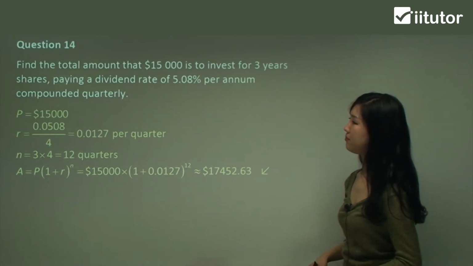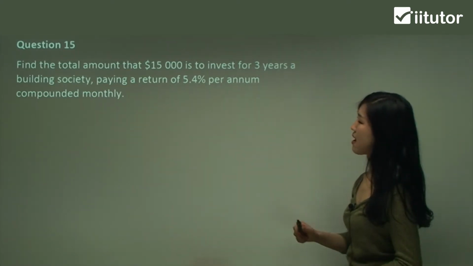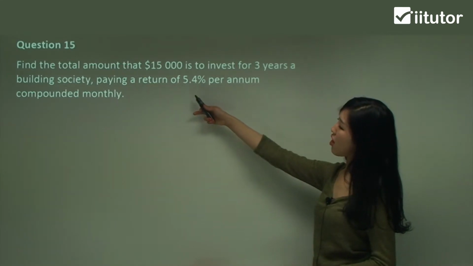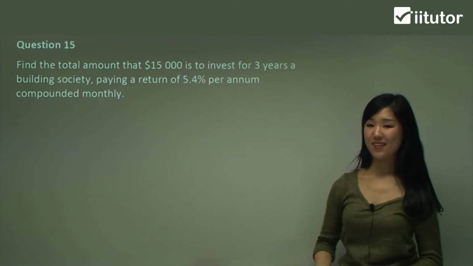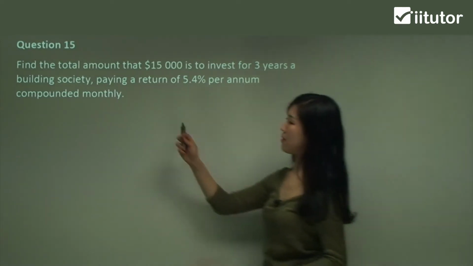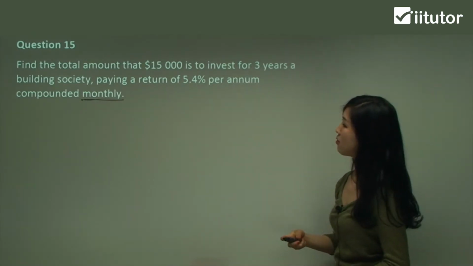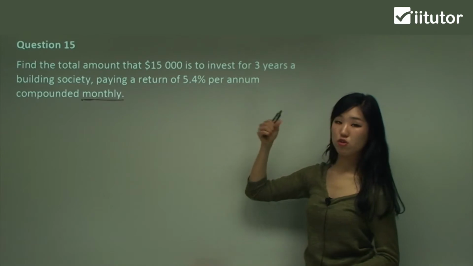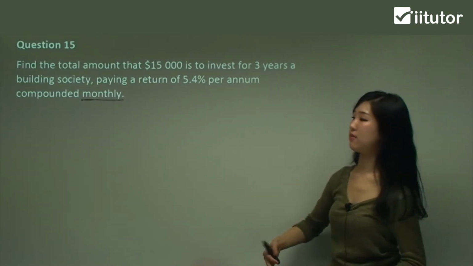Let's move on. Question 15 says find the total amount that $15,000 is to invest for 3 years, a building society paying a return of 5.4% per annum, compounded monthly. Okay, so this time, keep an eye on this one, compounded monthly. So we're going to change our rate, because it's per annum, to a monthly rate, and we're going to change our period to months, not years.